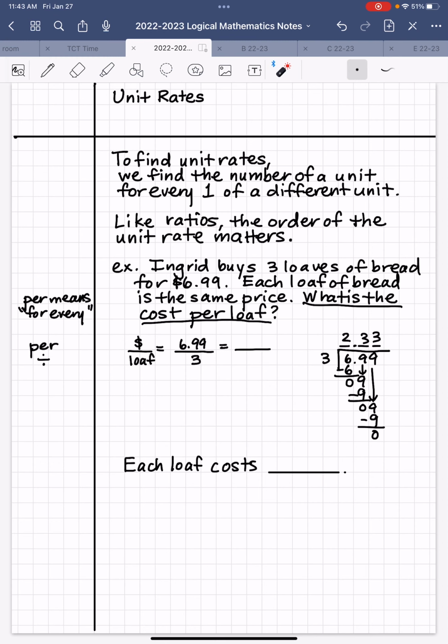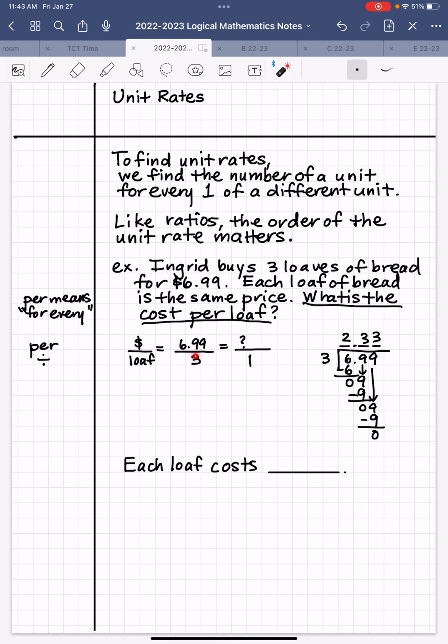All right, now the question is asking us, what is the cost? That's the number of dollars. I'm gonna put a question mark right here. Per, for every how many loaves? For every 1 loaf. So we put a 1 right there.